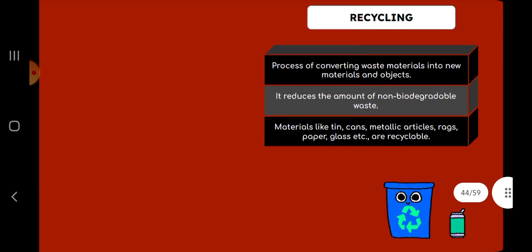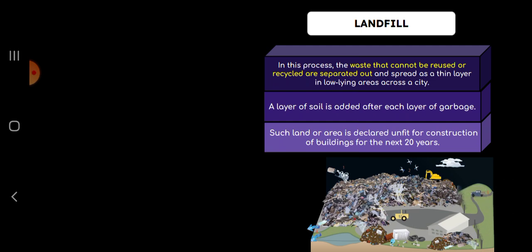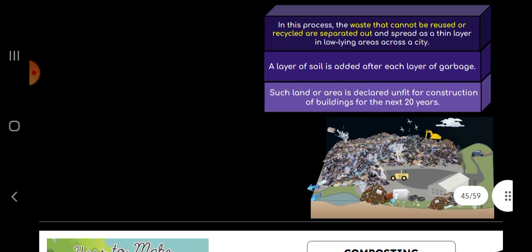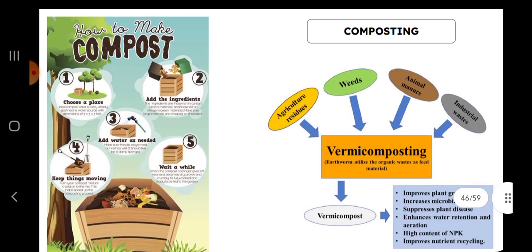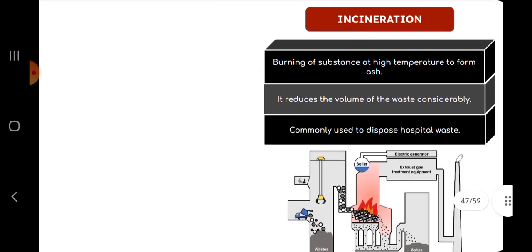Then recycling, the process of converting waste material into new material and objects, reduces the amount of non-biodegradable waste. Then landfill: in this process the waste that cannot be reused or recycled is separated out and spread as a thin layer in a low-lying area across a city. A layer of soil is added after each layer of garbage. Such land or area is declared unfit for construction of buildings for the next 20 years. Then composting, vermicomposting: agricultural residues, feeds, animal manure, industrial waste and vermicompost. Improves plant growth, increases microbial activity, suppresses plant disease, high content of NPK and improves nutrient recycling.